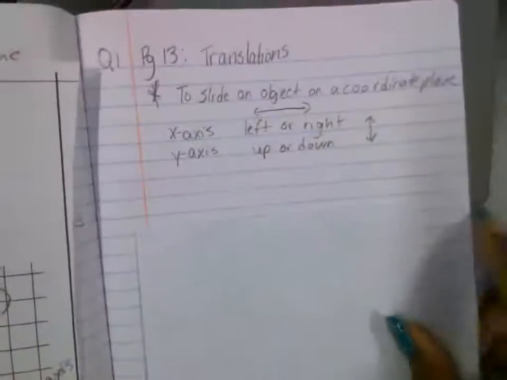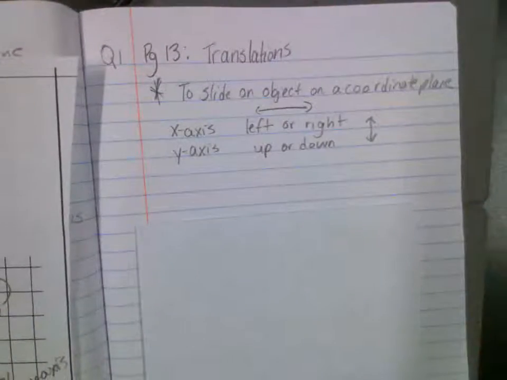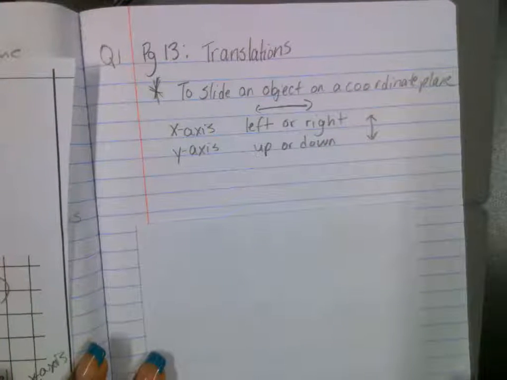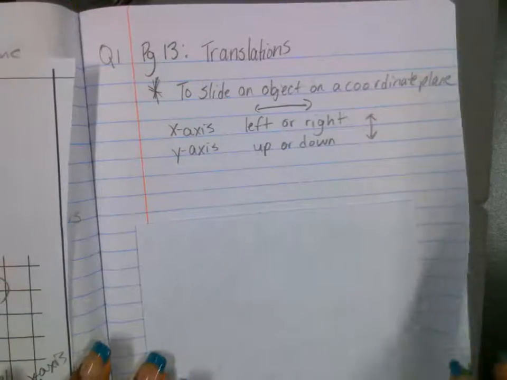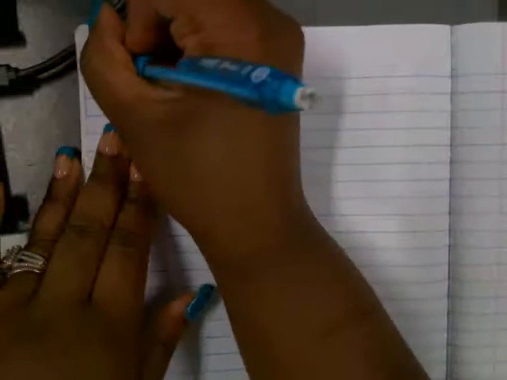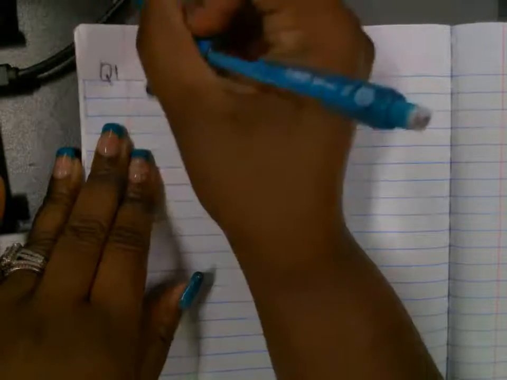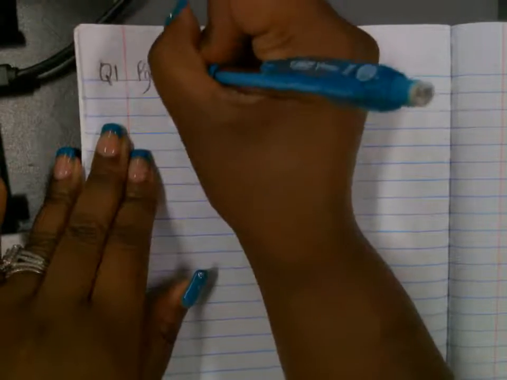Look at this. We were on page 13. That was the last page that we did. So today we're doing page 14. So I need you to turn to the next little sheet and put page 14. We're going to put in the corner Q1, PG 14.